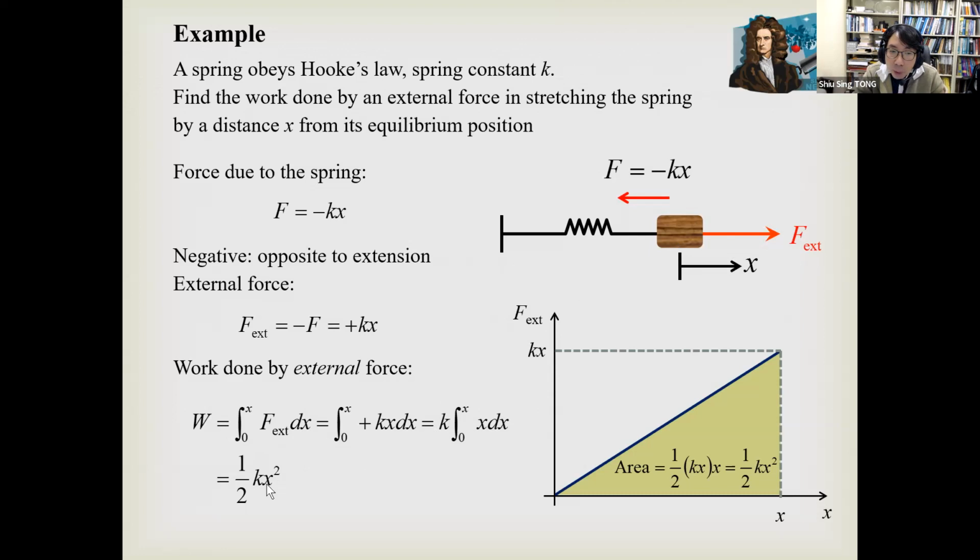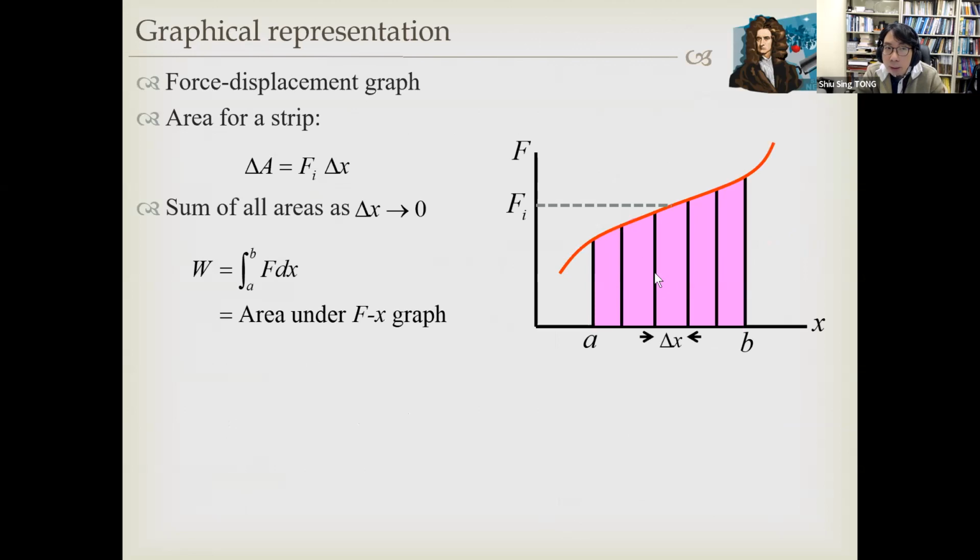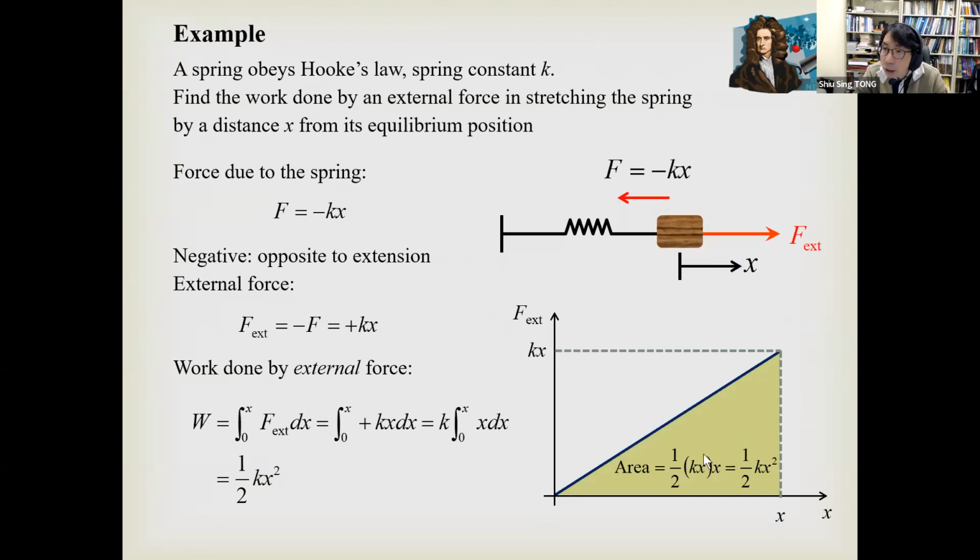Now I can understand why there's a factor of 1/2 by considering the graph of the external force versus x. The external force varies with x as kx, and that means it's a straight line, right? The straight line has a slope equal to k. Now, as we said for the graphical interpretation of work done, the area bounded below by the F-x graph represents the work done. So this green area now represents the work done.